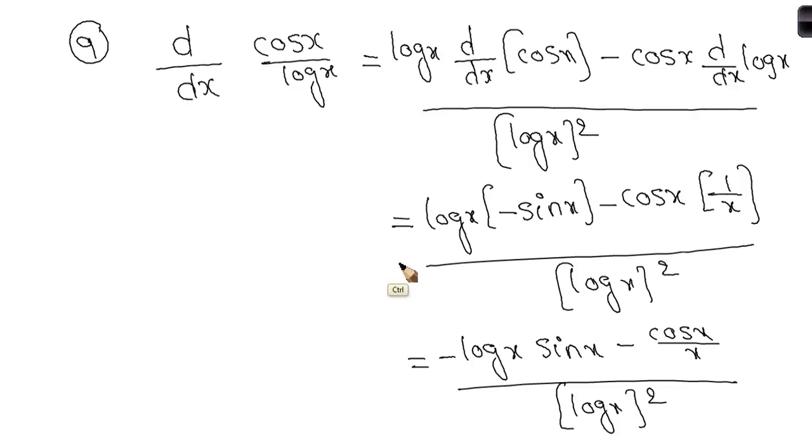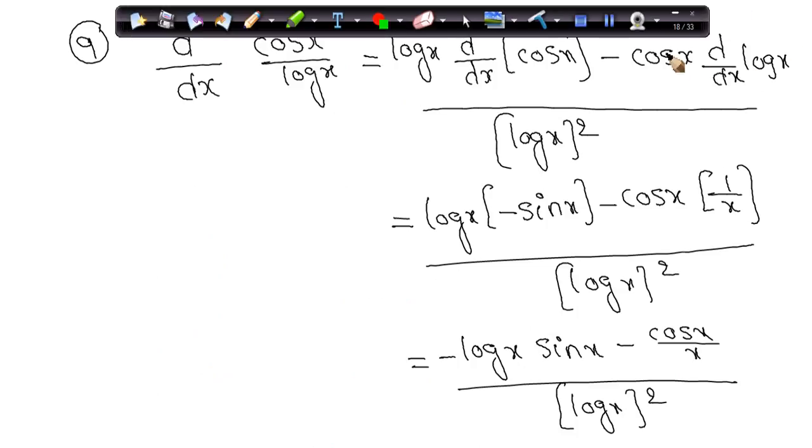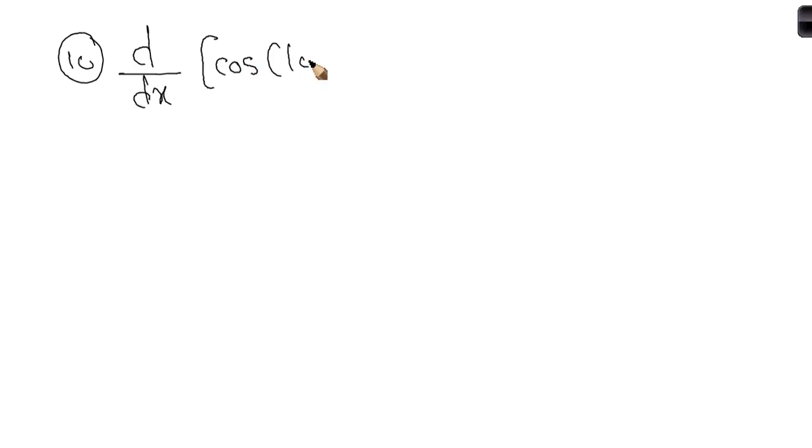Let me solve the last question, that is the 10th question. Find the derivative of cos of log x plus e power x for x greater than 0. x greater than 0 is the domain of this function, which you should get hold of once you see this thing. So don't get worried. The last question is the derivative of cos of log x plus e power x.